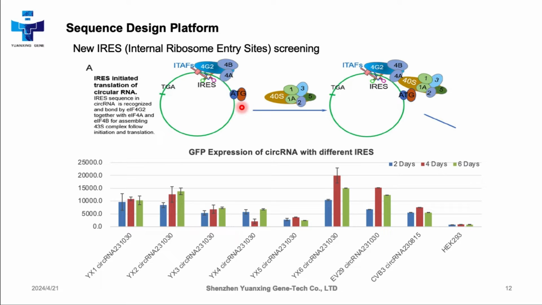The well-known IRES elements commonly utilized for robust expression include the CVB3 and the EV29. In our screen results, we got a YX6 IRES, which exhibits enhanced GFP expression compared to both CVB3 and the EV29. And also, we got the YX1 and the YX2, which expressed similarly to the CVB3 and the EV29.